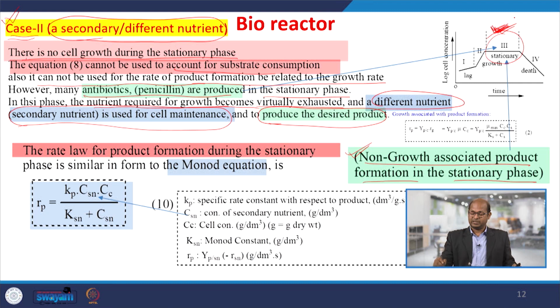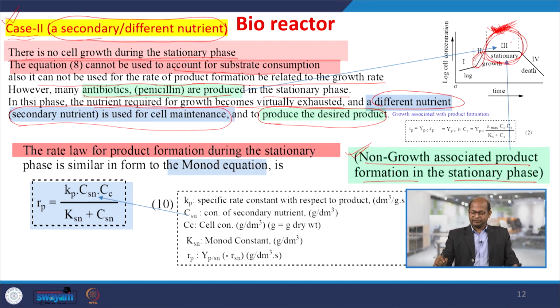So, at this particular stage, there is non-growth associated product formation in this phase. Here, not only the normal nutrients that we use for cell growth, there is another, different or second nutrient that may be used at this stage for the product formation. So, that is very important.